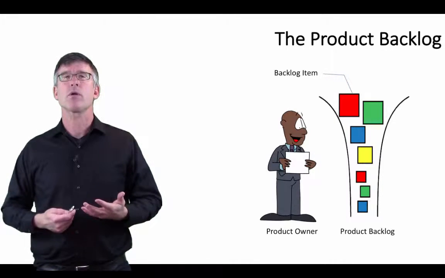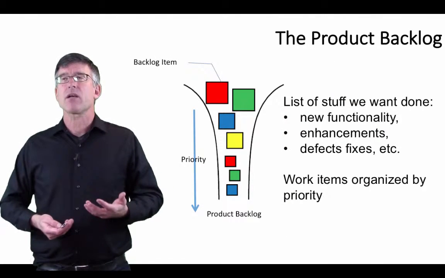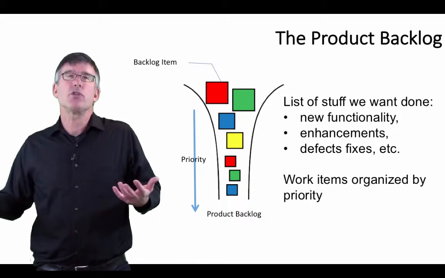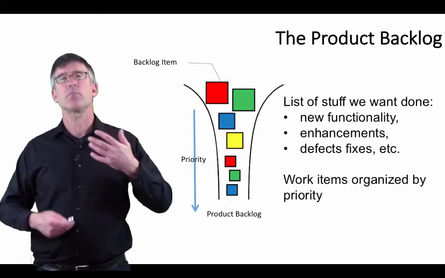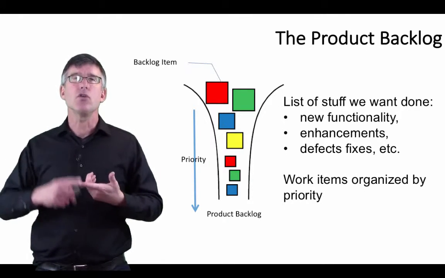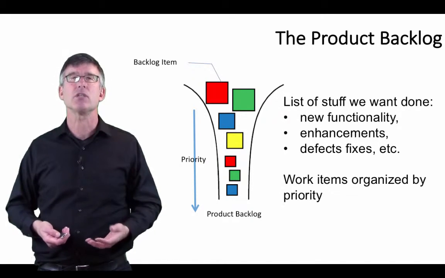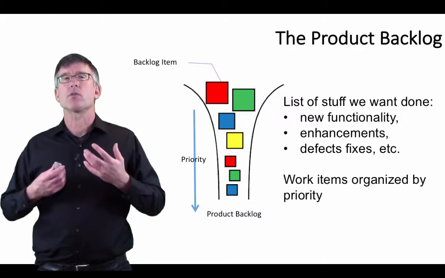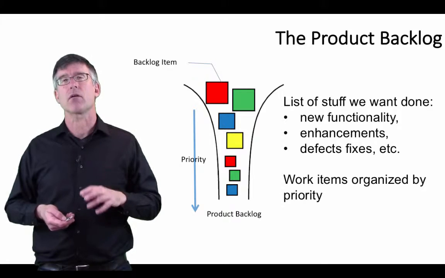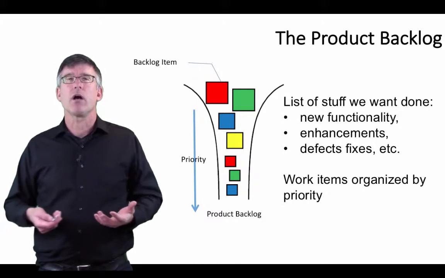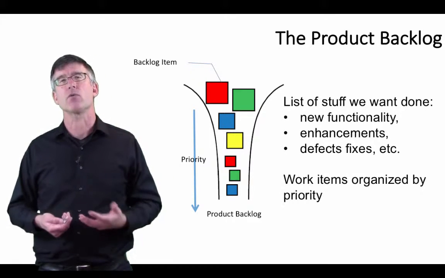Possibly one of the most important artifacts in Scrum is the product backlog. The product backlog is really the to-do list. It is the list of all the work that we want to get done. This could be, in the software context, new functionality, enhancements, defect fixes, investigations. All the work that is going to get done or we'd like to have done is placed in the product backlog.